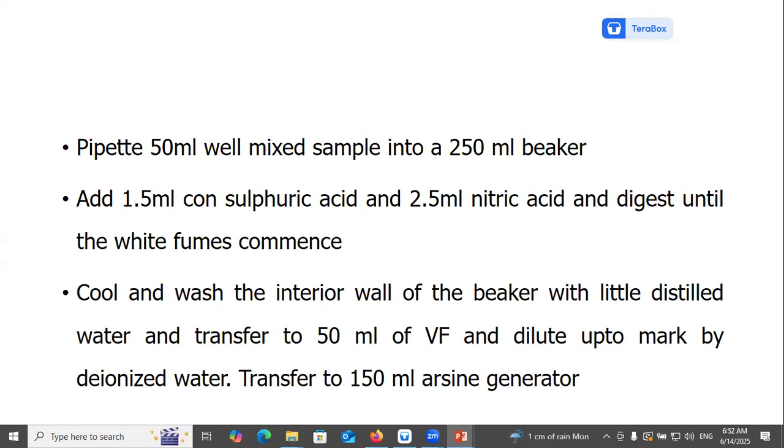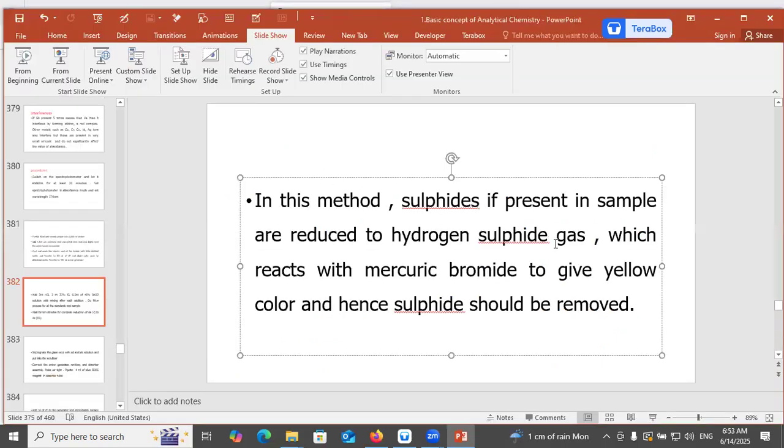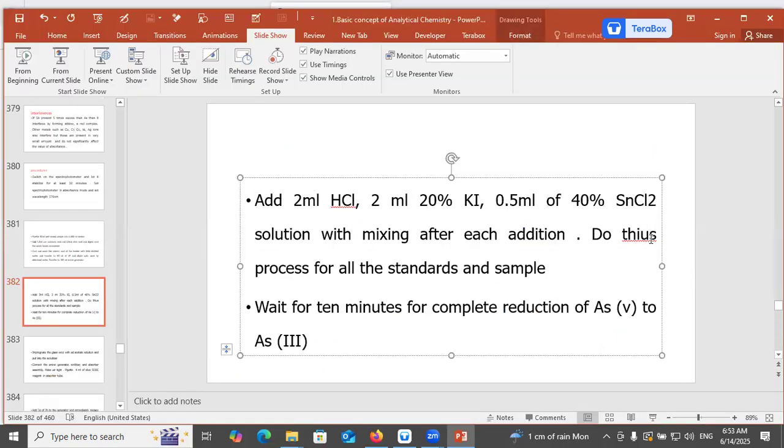Transfer to a 150 ml arsine generator. Add 2 ml of hydrochloric acid, 2 ml 20% potassium iodide, 0.5 ml 40% stannous chloride solution with mixing after each addition. Do this process for all the standards and sample. Wait 10 minutes for complete reduction of arsenic fifth to arsenic third.